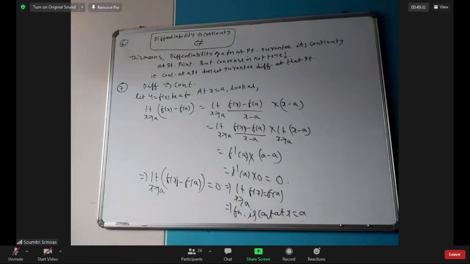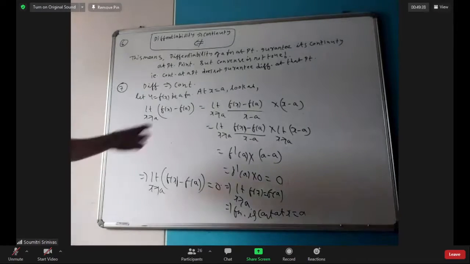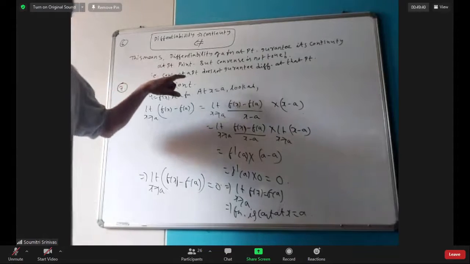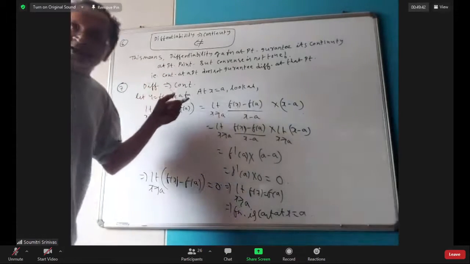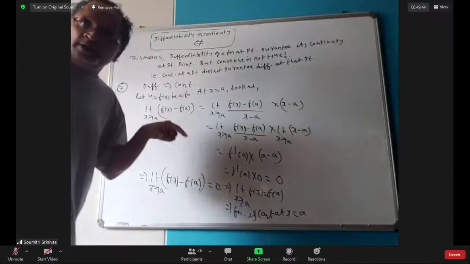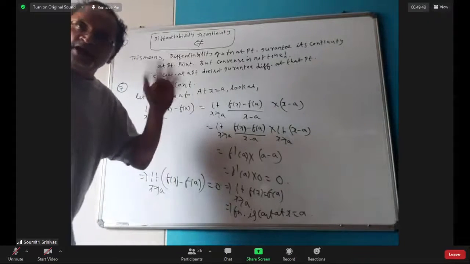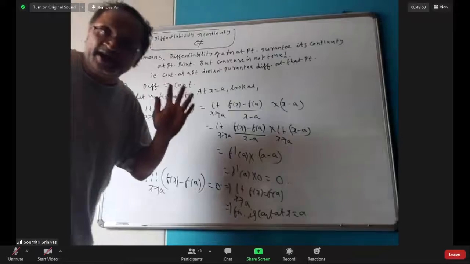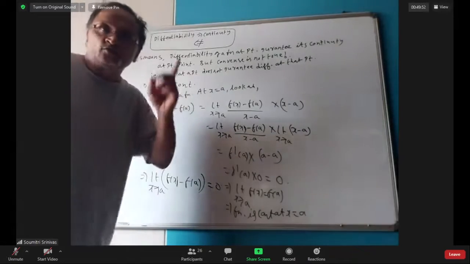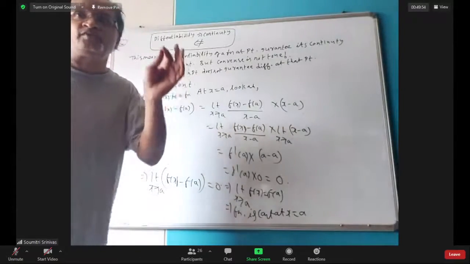Can you clear this off? Yes, sir. Complete. To prove the converse, that is assuming continuity, you have to check for differentiability. We are not proving the statement, we are disproving it. So we should argue by means of an example.